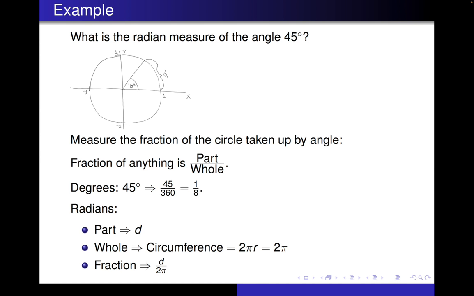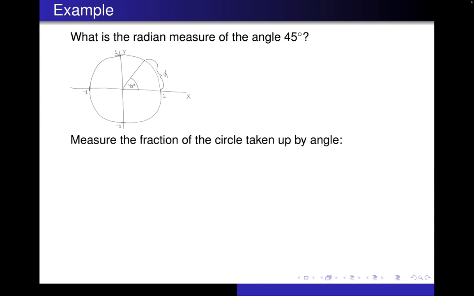Let's summarize what we found here. We're measuring the fraction of the circle taken up by the angle, and we did it in two ways. On the one hand, it's 1/8 because it's 45 degrees over 360 as the whole. On the other hand, it's d, which is our measure in radians, divided by 2 pi. Since those measure the exact same quantity, they must be equal. So now we have an equation where we can solve for d. We're in great shape.